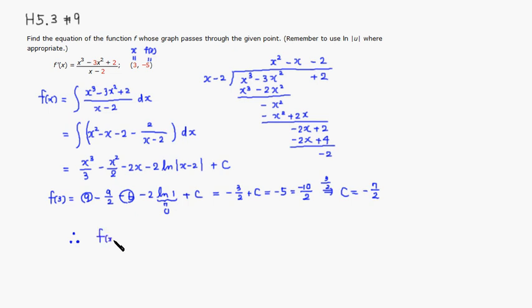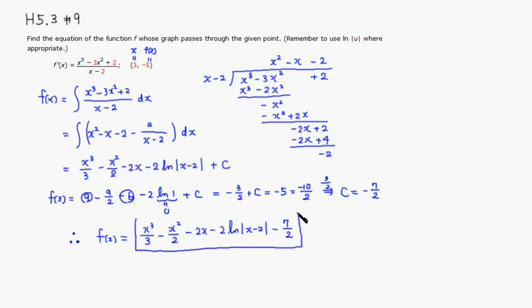So f of x is equal to x cubed over 3 minus x squared over 2 minus 2x minus 2 times natural log of absolute value of x minus 2. And c is minus 7 halves. So this is the f of x that we were looking for. That's it. I hope that this was clear.